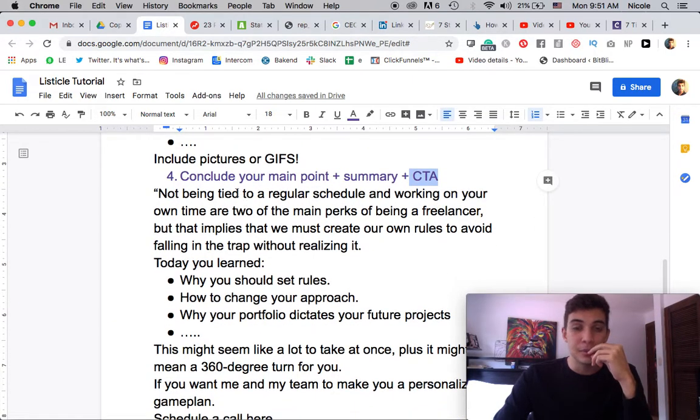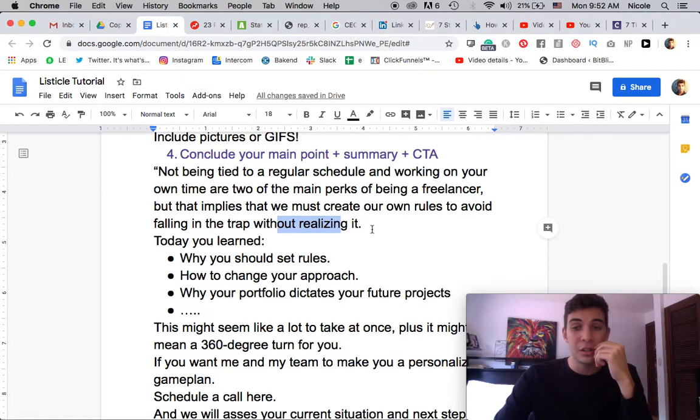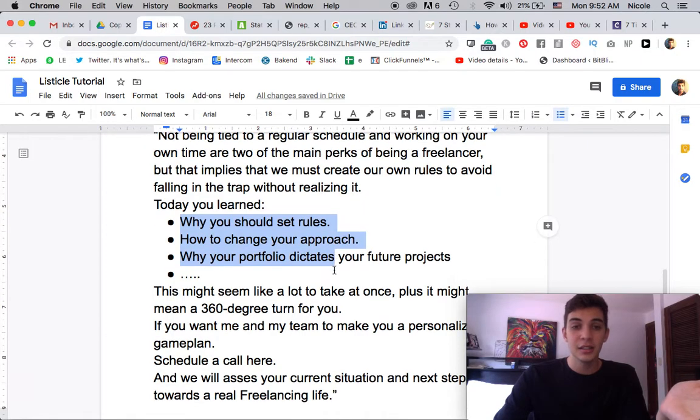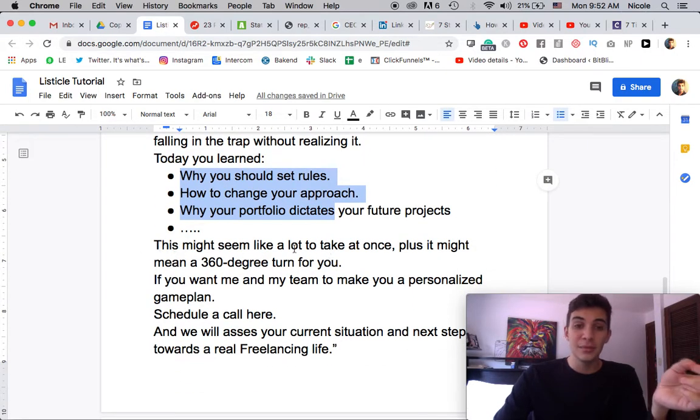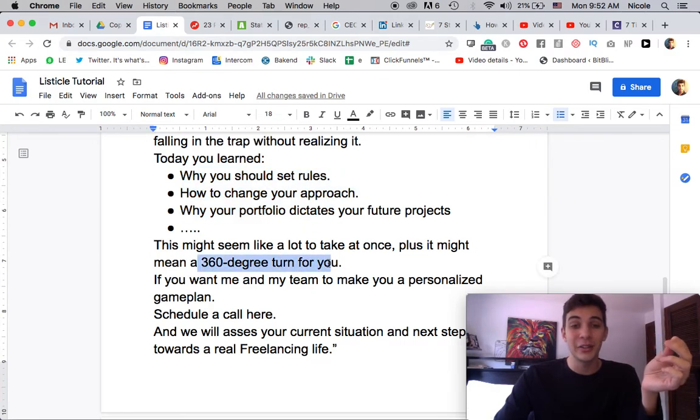So I made this example: not being tied to a regular schedule and working on your own time are the two main perks of being a freelancer. I'm applying the Golden Circle again. But that implies that we must create our own rules to avoid falling into the trap without realizing. Okay? I'm concluding, I'm stating my point of view, and today you learned this and this, and then the call to action. This might seem like a lot to take at once, plus it might mean a 360-degree turn for you.